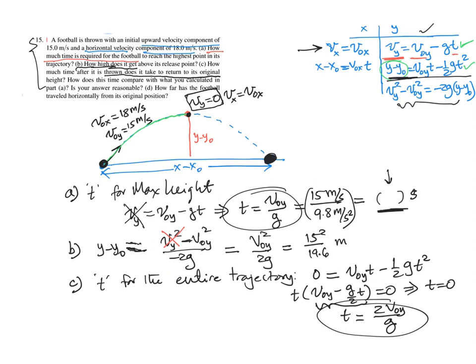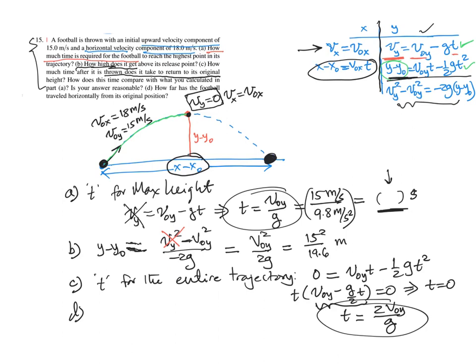Now let's do part D. Part D is how far the football has traveled horizontally from its original position. So how far horizontally means we need to calculate x minus x0. The equation for x minus x0 is on the x side, which is right there.